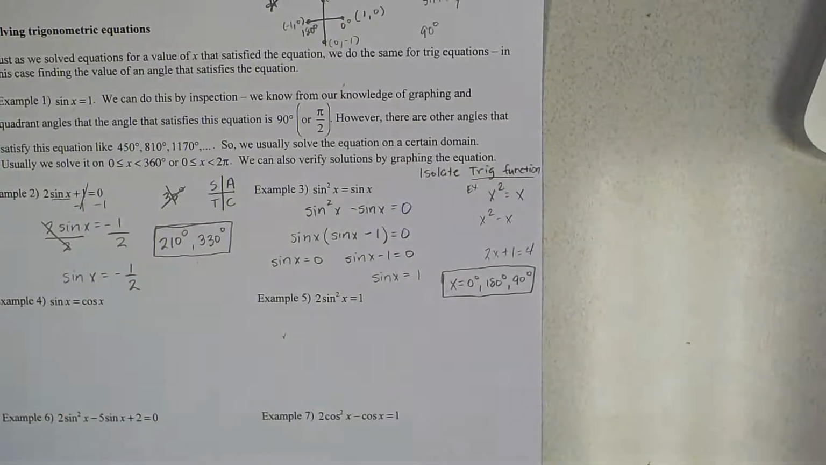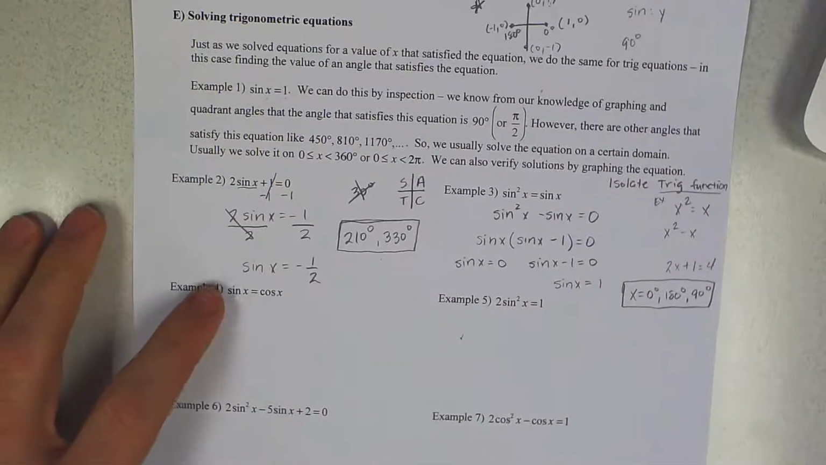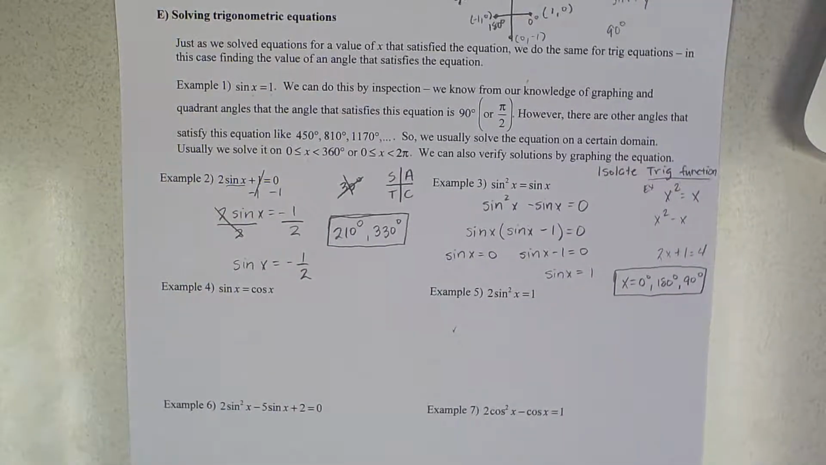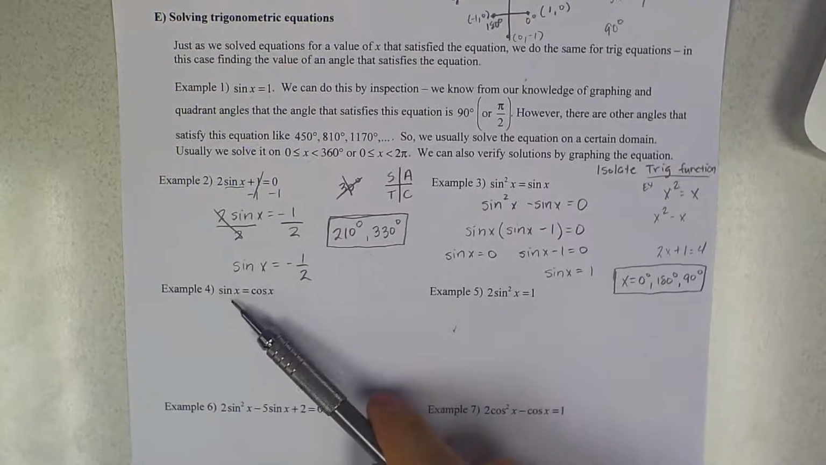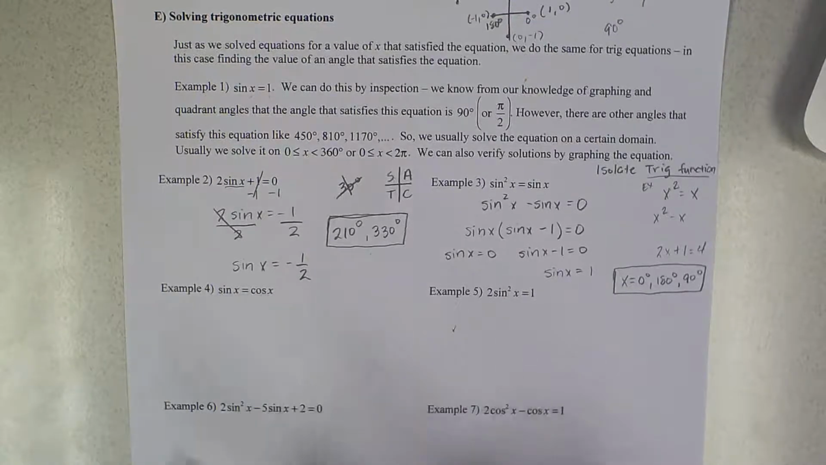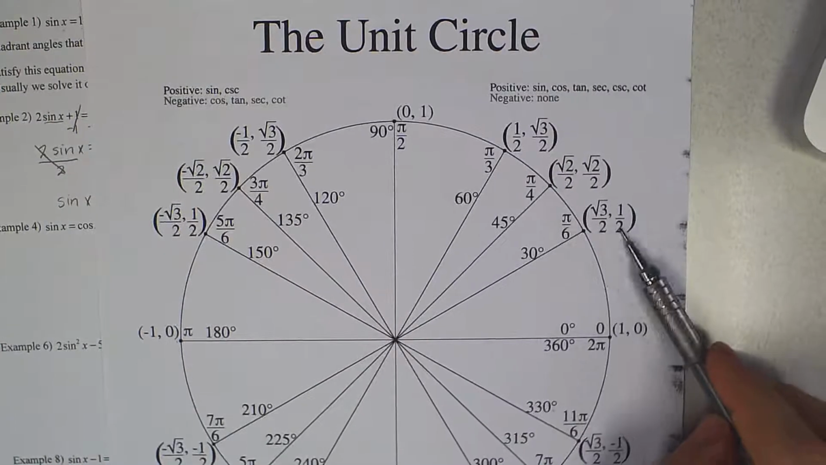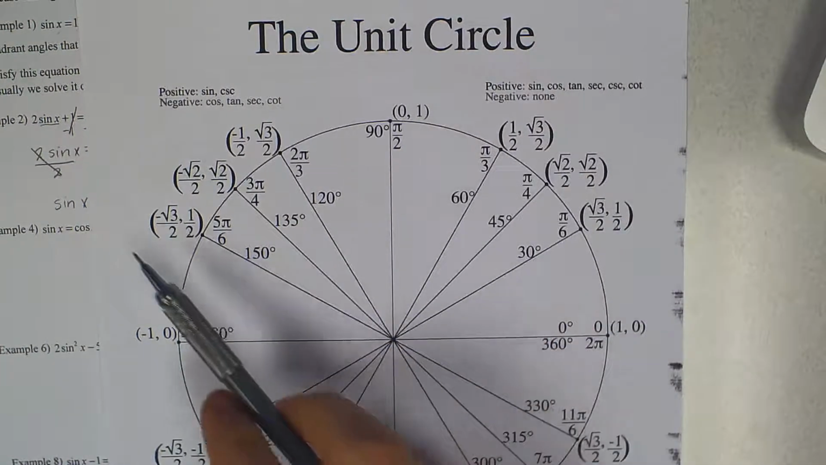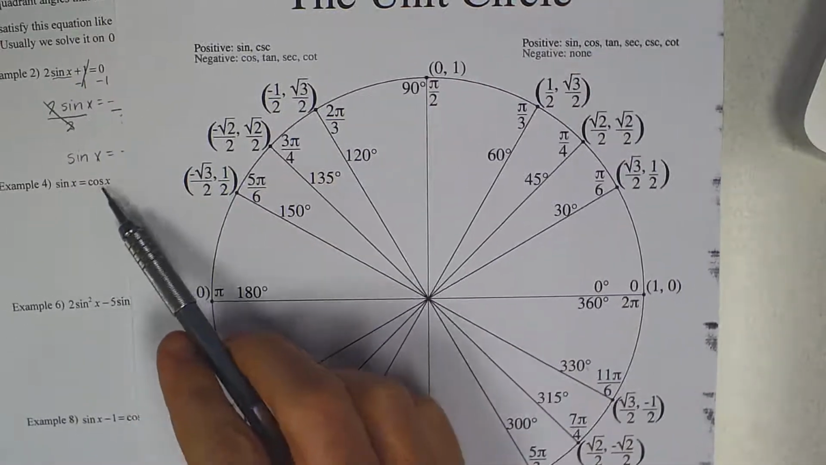All right, let's come here to example 4. The goal here is, sine x equals cosine x. We're trying to figure out what these angles can be. Where do they equal each other? You can think about this in many ways. You can think, where do the x and the y equal each other? And if I was to show you this on a unit circle, where do the x and the y equal each other? Because cosine is x, sine is y.